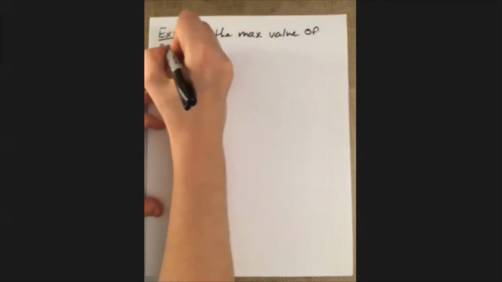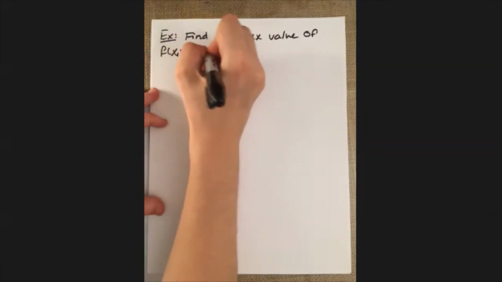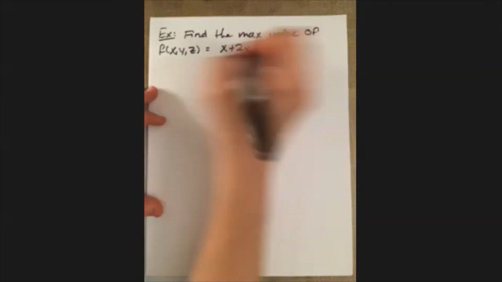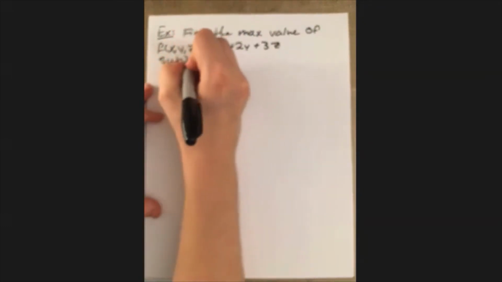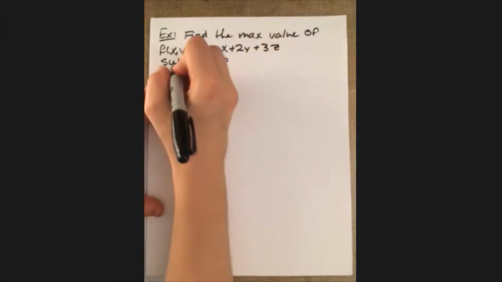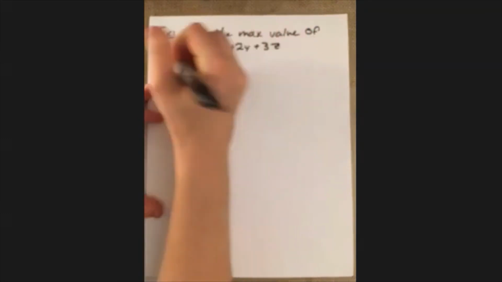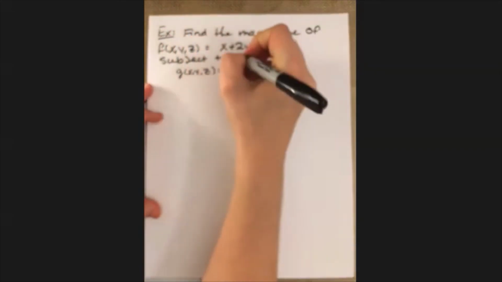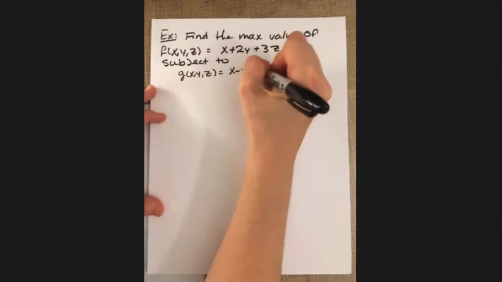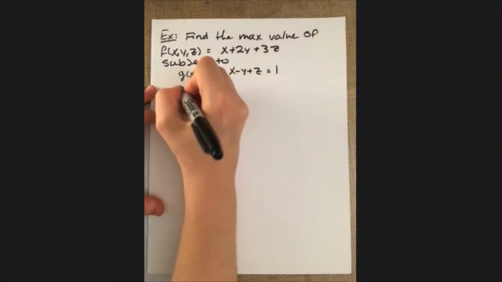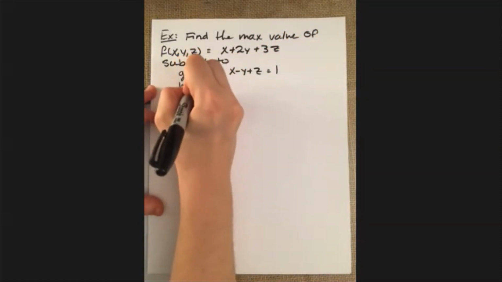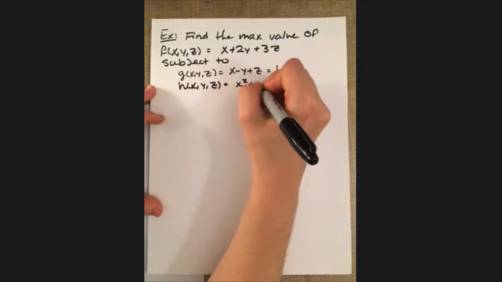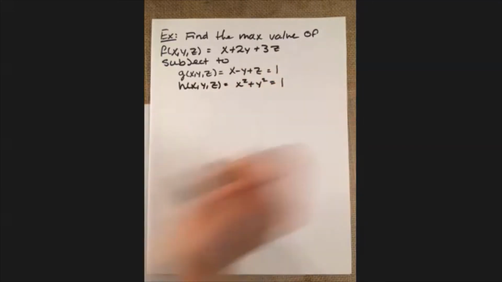Of f of x, y, z equal to x plus 2y plus 3z. And we're going to have this be subject to 2 constraints. We're going to say g of x, y, z equal to x minus y plus z equal to 1. And h of x, y, z equal to x squared plus y squared equal to 1 as well.